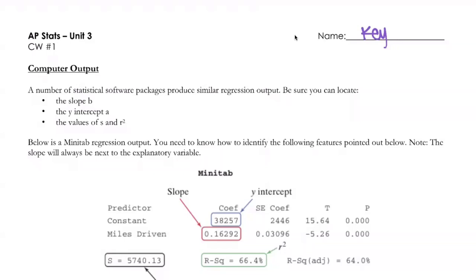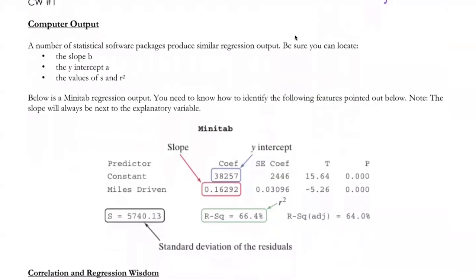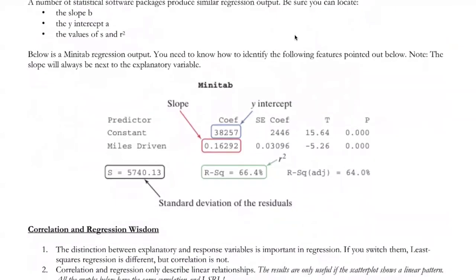So first of all, on here, as you can see, this one is from Minitab. And you want to be able to make sure you can identify the different features specifically of the least squared regression line and some other helpful things like S and R squared. So when you're looking at something like this, we want to pay attention to the coefficients. Okay, that's what we're really looking at.